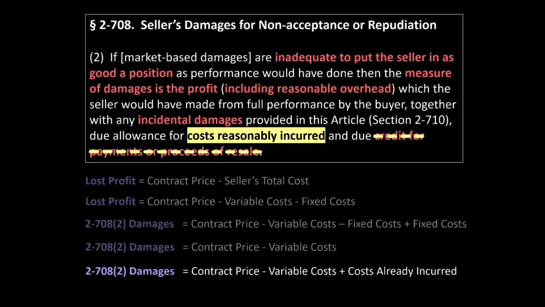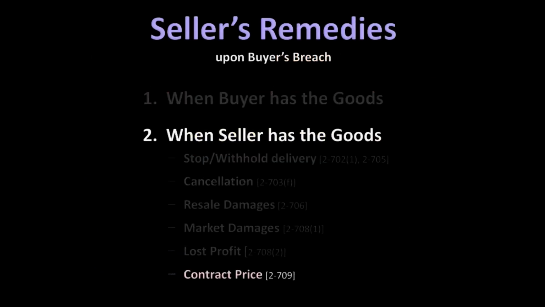If the lost profits have you a bit confused, you'll be grateful to know that our final measure of damages for the seller is a bit more straightforward. The final measure of the seller's damages provided by Article 2, where the seller has possession of the goods, brings us back to where we started this module.